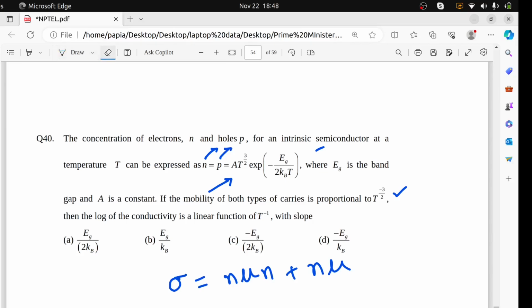See, basically, mobility is nothing but the multiplication of N. Let's say I am writing here. Okay, here you can see that the electrons and the holes concentration are exactly same, right? So N, then mu n, right, plus P mu P. Oh, what happened?